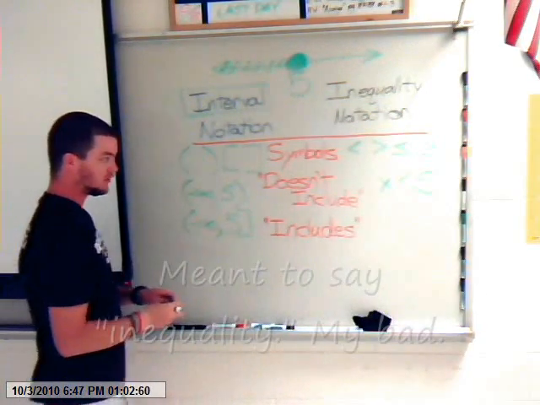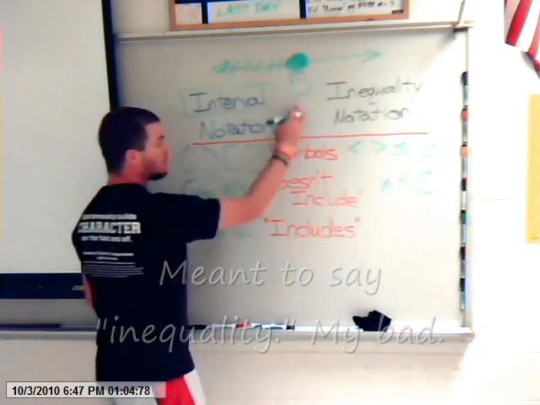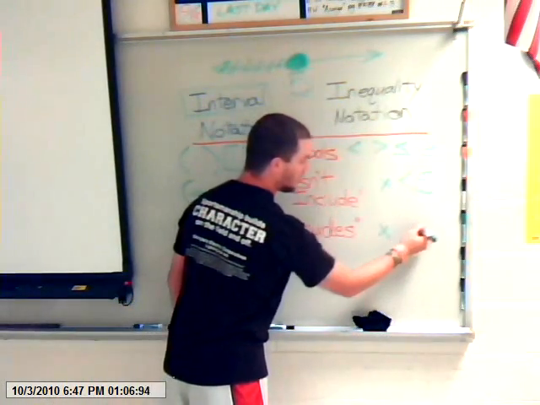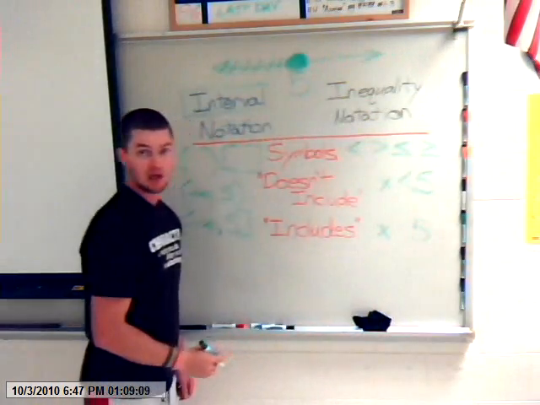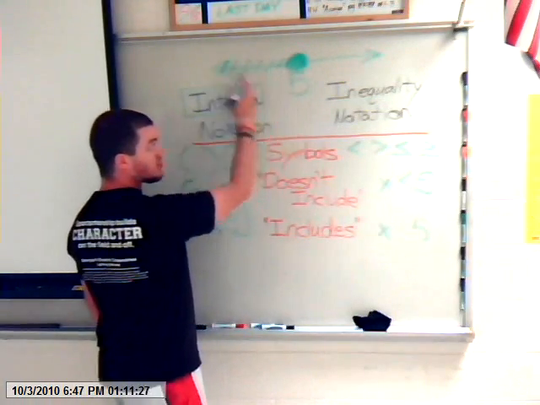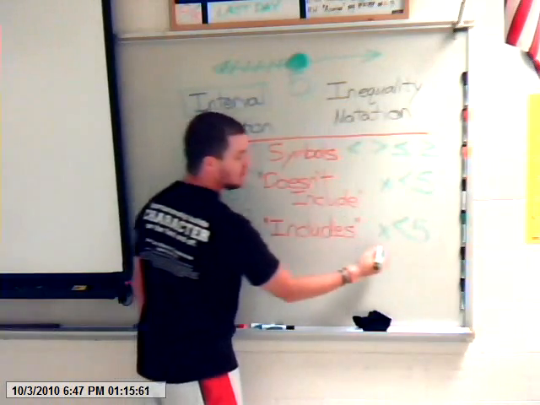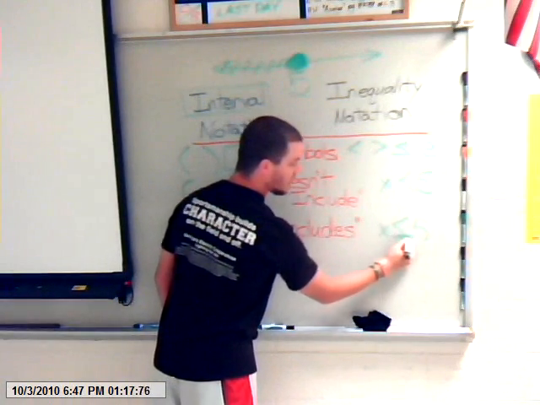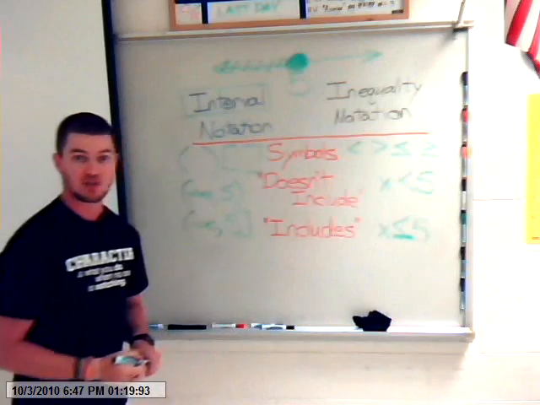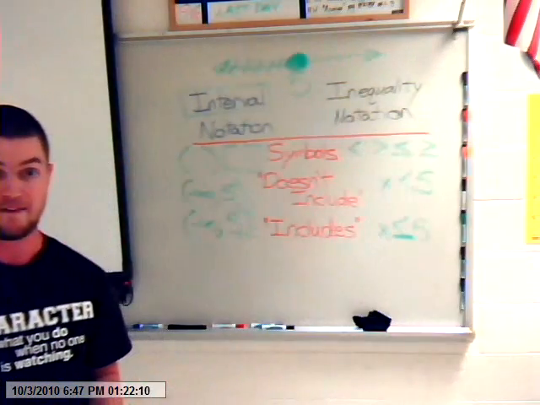Now going over to the inequality notation, the same thing. I'm concerned with the direction that I go on that number line. So it's still going to be where x is less than 5. But now it's also going to be where x is equal to 5 as well. So x is less than or equal to that 5.